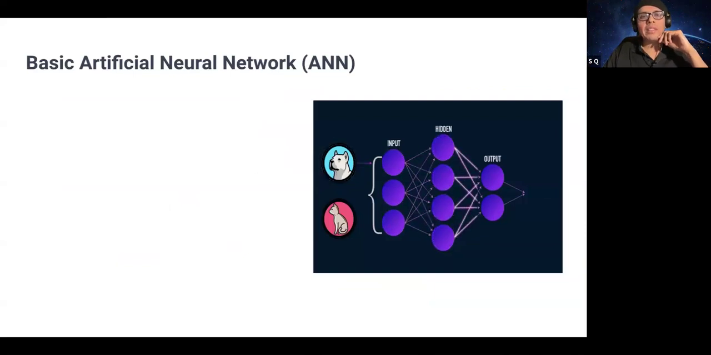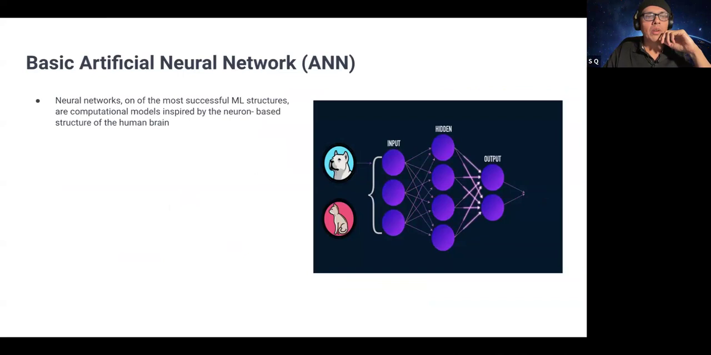So we'll start with the basic artificial neural network, the ANN, as people call them. Neural networks are one of the most successful ML architectures out there. They're a computational model inspired by the neuron-based structure of the brain. Inspired is the key word here. They're not exactly similar, but they have some similarities.